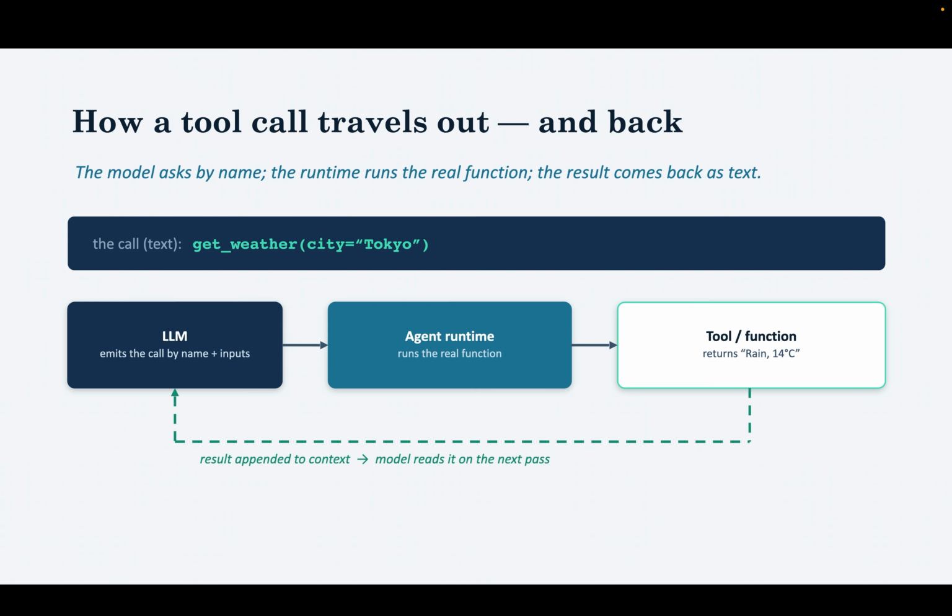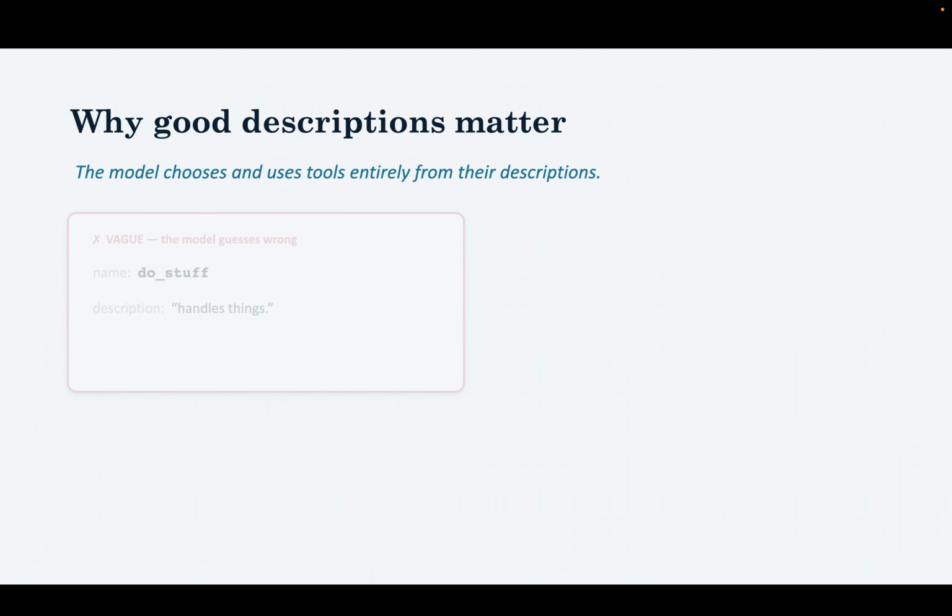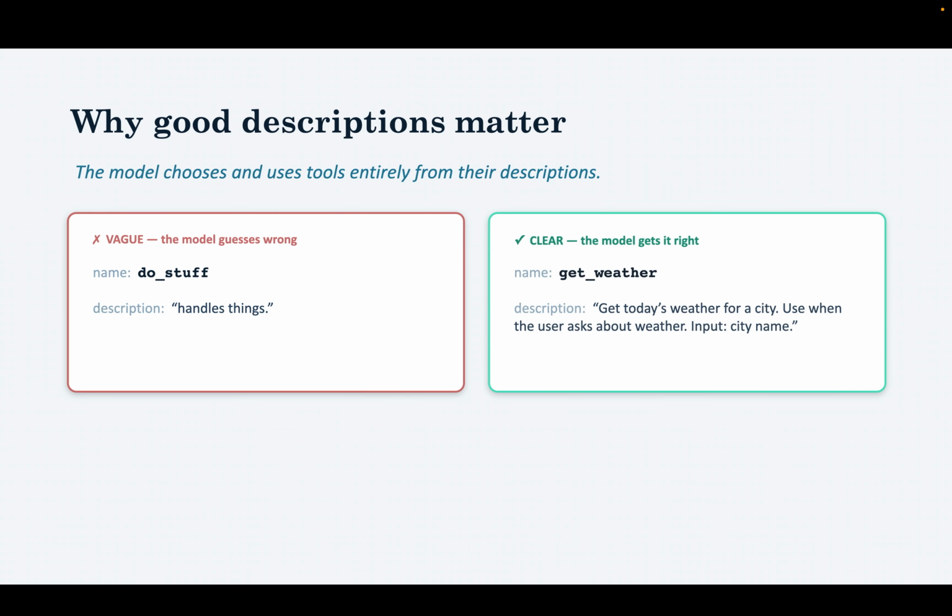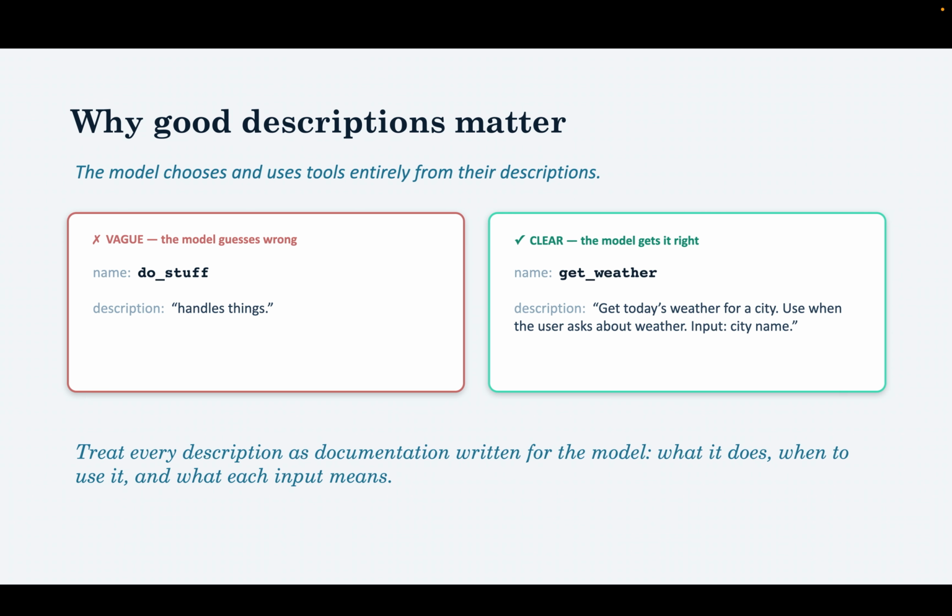Now this result is appended to the context, and the model reads it in the next pass. So it is looping, the result is stored in the context, and in the next iteration the model will be able to read it. Why do good descriptions matter? It's obvious, because you have to give the metadata as descriptive as possible for the LLM to understand clearly. In the function you define, the description should clearly represent what the function does, so that the LLM can understand it much better. So treat every description as a document written for the model.